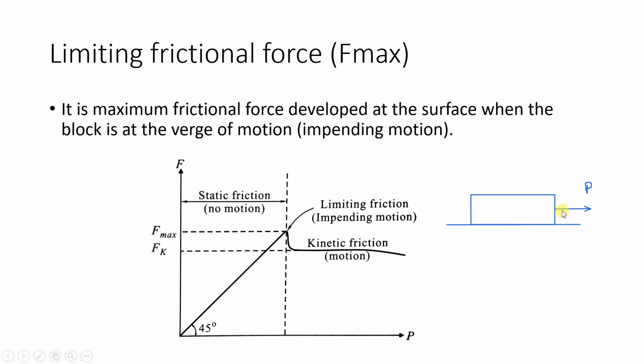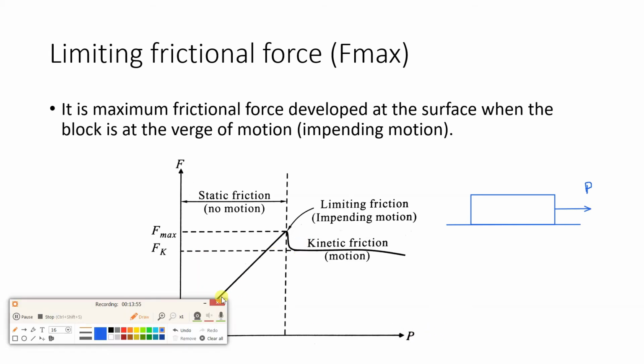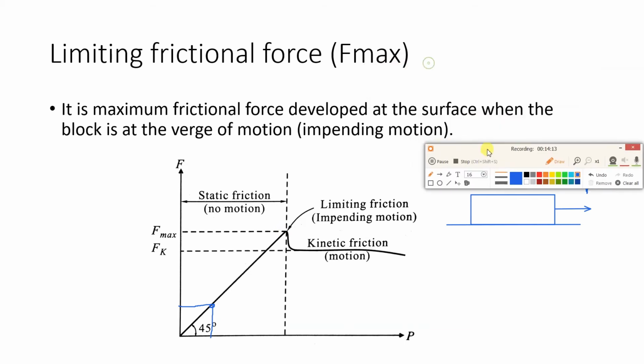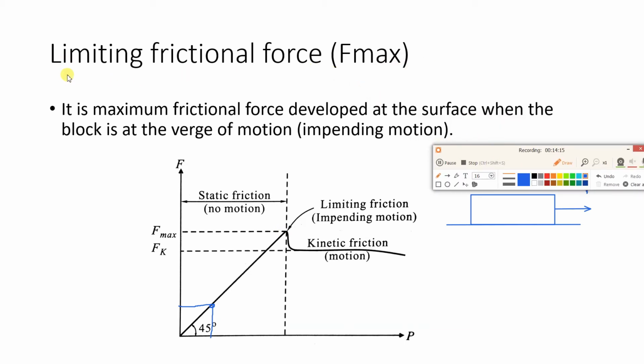Then as the effort is increased, the friction force also increases linearly. So here you can see, when effort is this value on the x-axis, the friction force has also increased. This will go on continuing till the limiting friction value. Now what is this limiting friction? It is the maximum frictional force. Here it is written limiting frictional force. It is also denoted by Fmax.